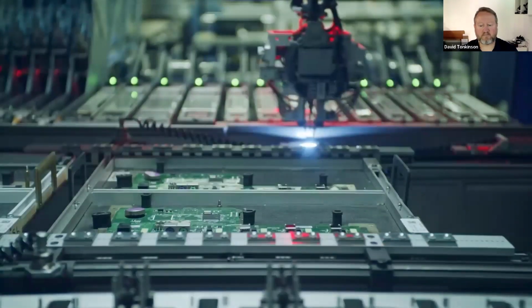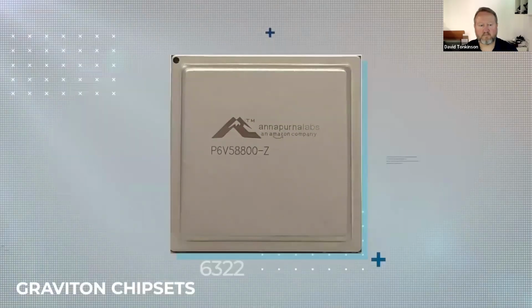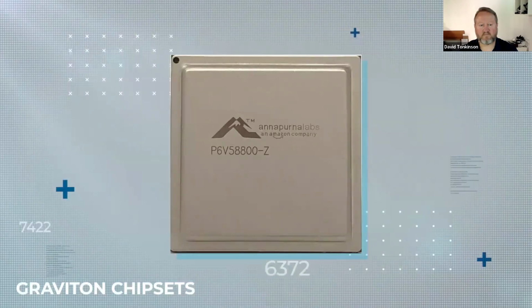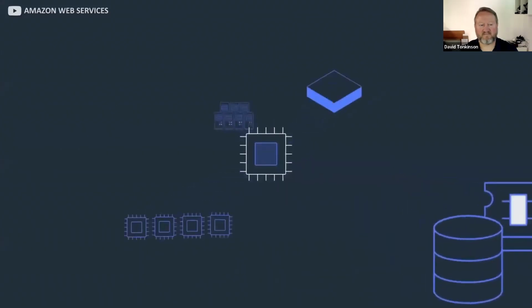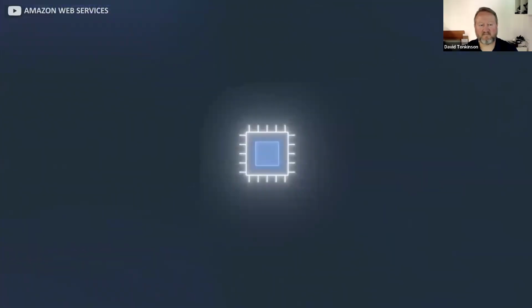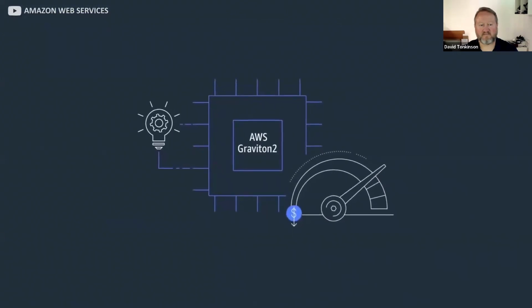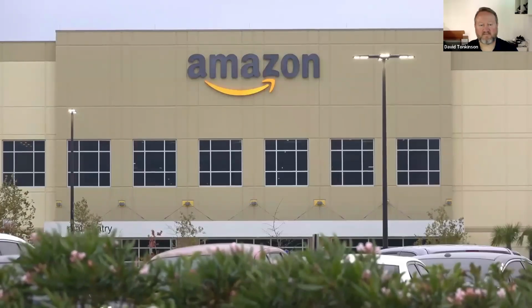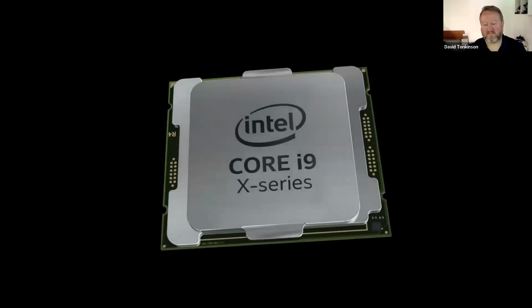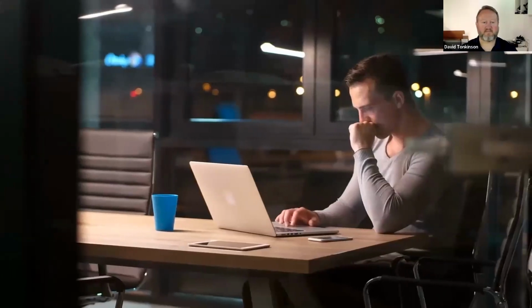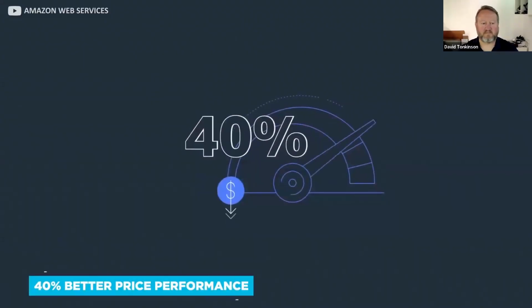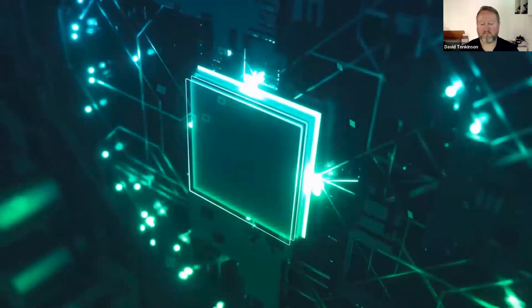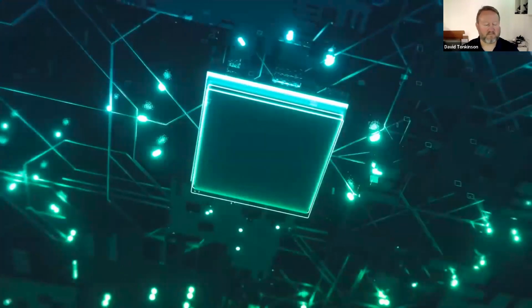AWS has even developed its own so-called Graviton chipsets since acquiring Israeli firm Annapurna. These Graviton chips, currently in their second generation with a third on the way, use the power-efficient ARM architecture. This represents a break from long-term Amazon partner Intel and its x86 architecture, and is said to give AWS clients 40% better price performance, essentially putting supercomputer-level power in the hands of regular commercial users.